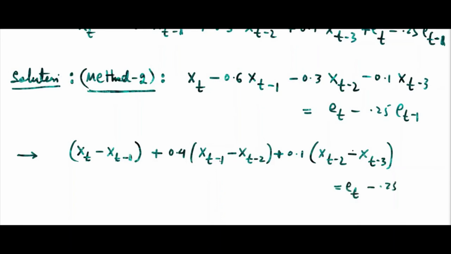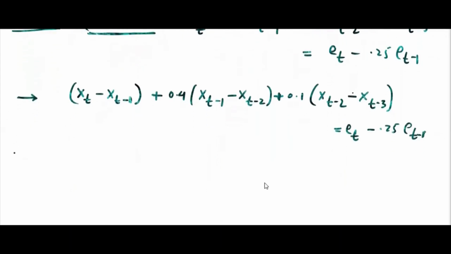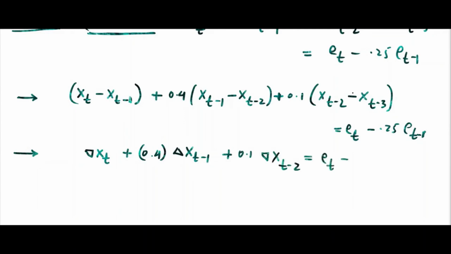Et minus 0.25 et minus 1. Then we'll take xt minus 1. Okay, this one we will write yt, or maybe you can write delta xt plus 0.4 delta xt minus 1 plus 0.1 delta xt minus 2. Okay, that is equal to et minus 0.25 et minus 1.